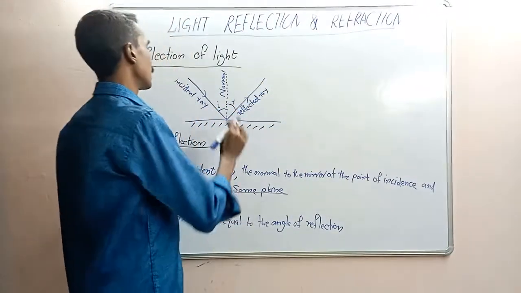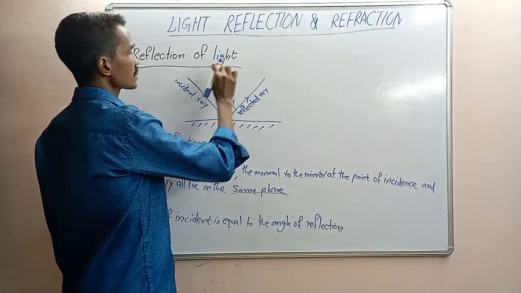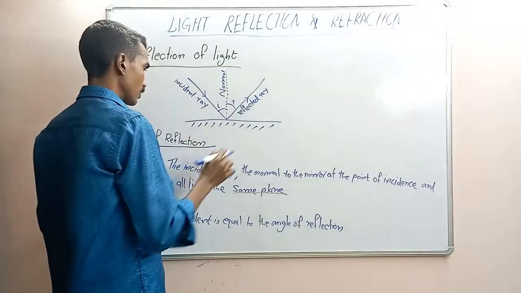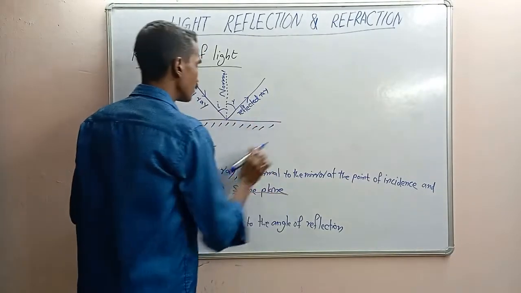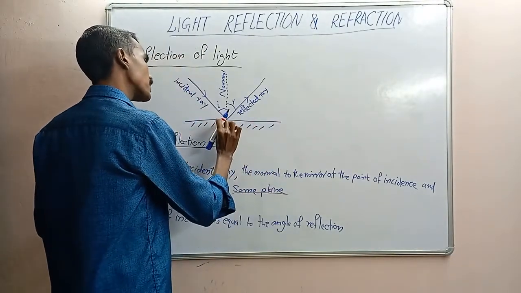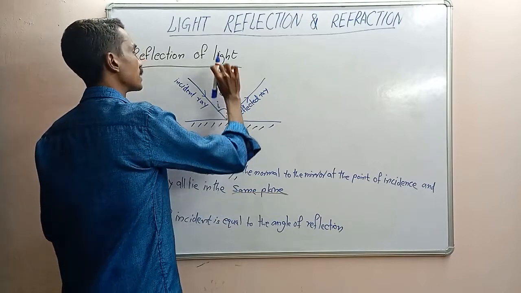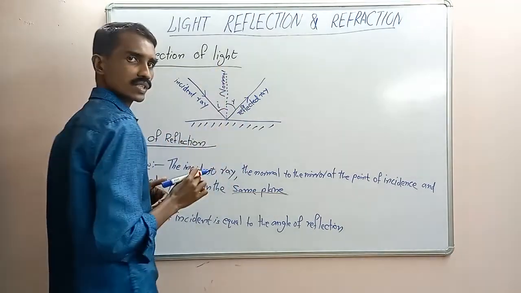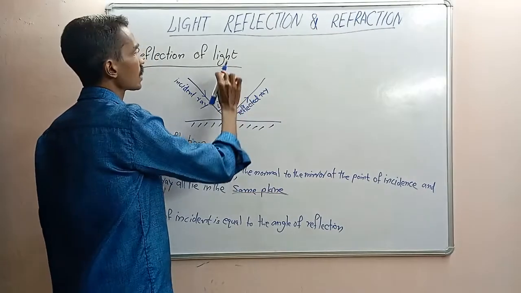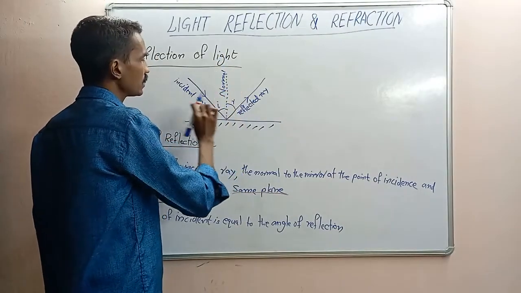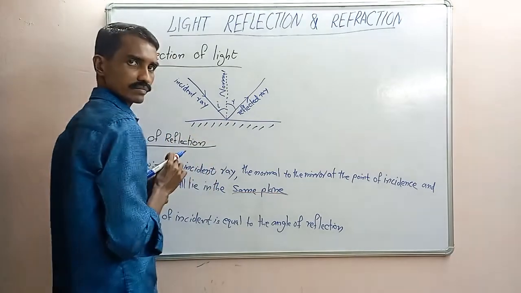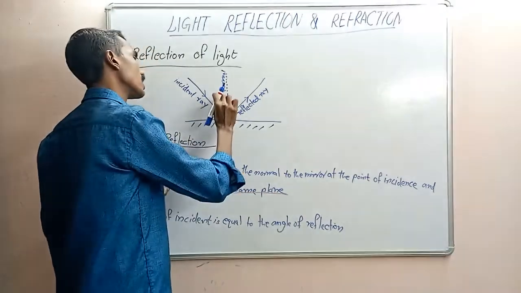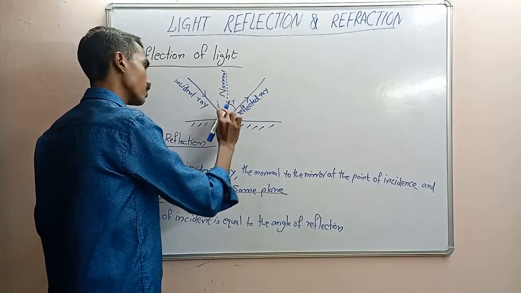And next is the normal. What do you mean by normal? We know this is a plane mirror. Imagine a perpendicular, imaginary line, which is perpendicular to the plane mirror. That is known as the normal. This is the normal.